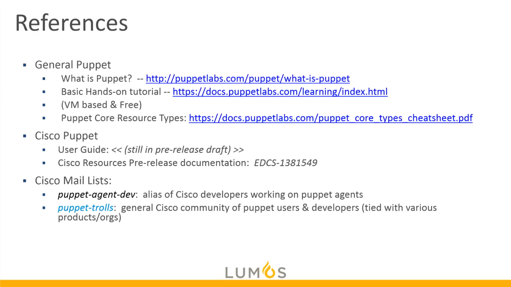There is also a cheat sheet that goes over the core resource types that can be very helpful. Download that and use that until you get completely familiar with them or remember them because you're using it so much. There is the Cisco Puppet User Guide. I don't believe this is in pre-release draft any longer. I think it's now actually public. So there is some internal documentation that should now be made public. So do take a look for that, and I'll update the slide with that newer link so that the PDF of the slides has that link for you to download.